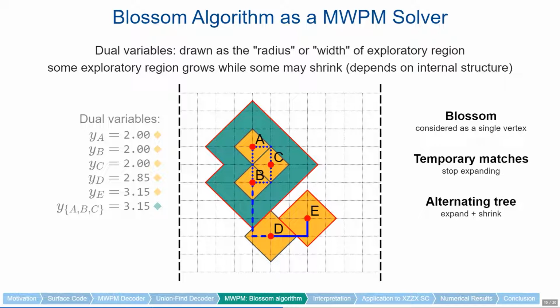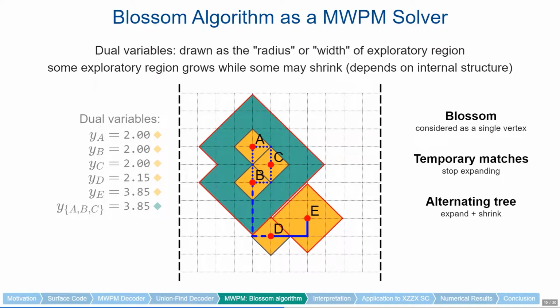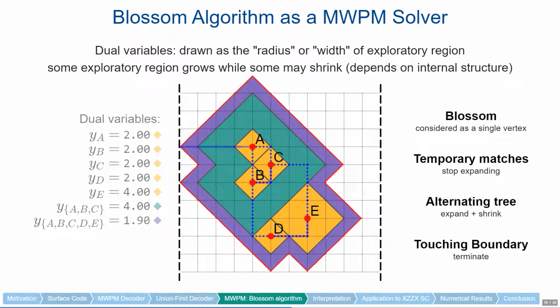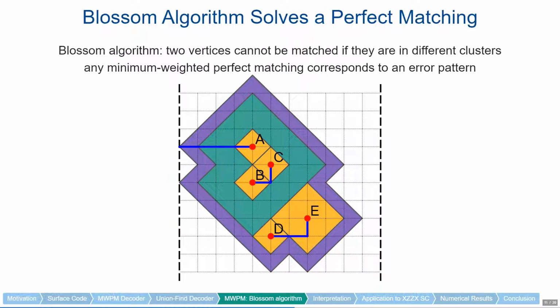When updating an alternating tree, it will expand some exploratory regions as usual, but it will also shrink some others. In this case, D is shrinking. This alternating tree then forms a huge blossom. Eventually, this blossom touches the left boundary and terminates.